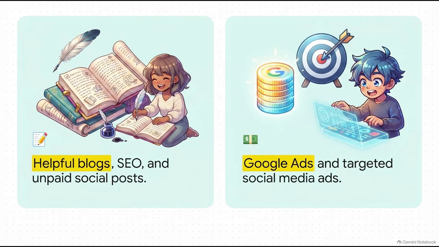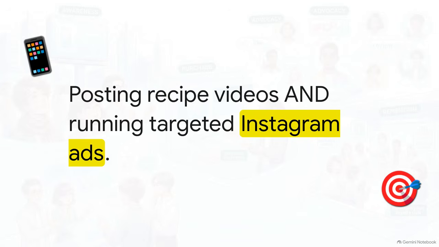So what's GreenLeaf's play here? Well, they actually decide to use a mix of both. They post organic, unpaid recipe videos that feature their snacks, but they also run targeted Instagram ads. And here's the kicker. When curious people click on those ads, they aren't just sent to a generic homepage. They're directed straight to a specific landing page that showcases a best-selling snack box.